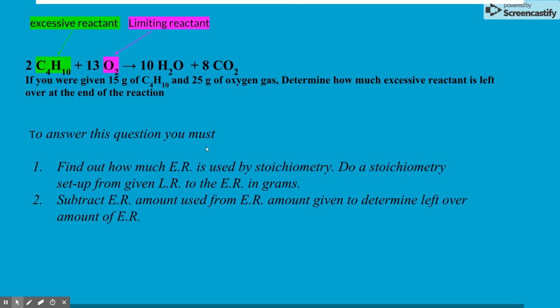To answer this question, you must first find out how much excessive reactant is used by the stoichiometry. You're going to do a stoichiometry setup from the given amount of limiting reactant to the excessive reactant in grams. Once you have done that stoichiometry, you will subtract the excessive reactant amount used from the excessive reactant amount given to determine the leftover amount of the excessive reactant.